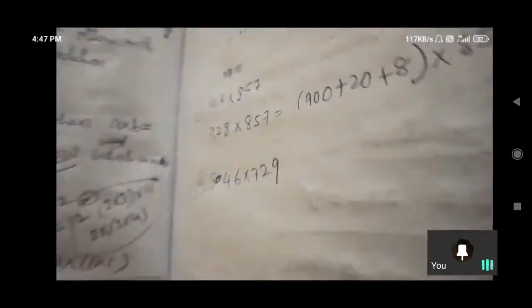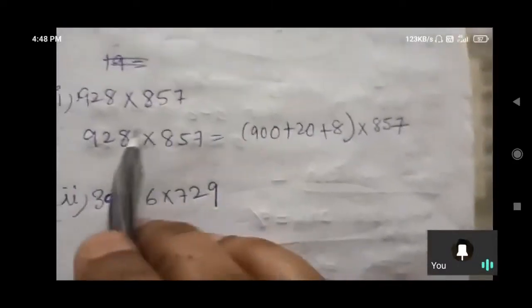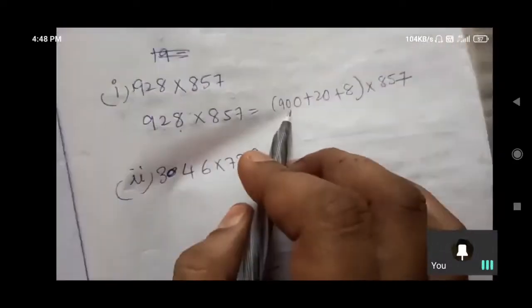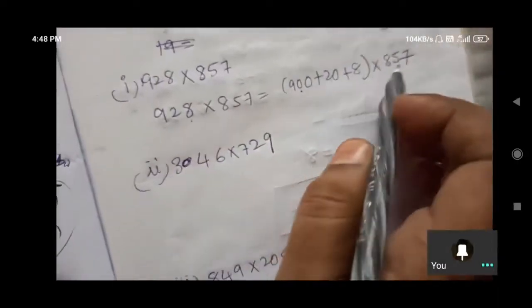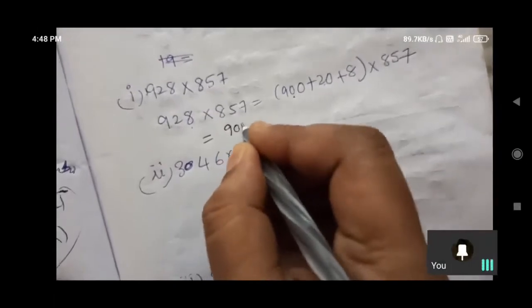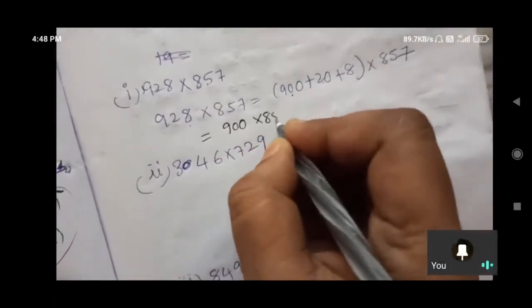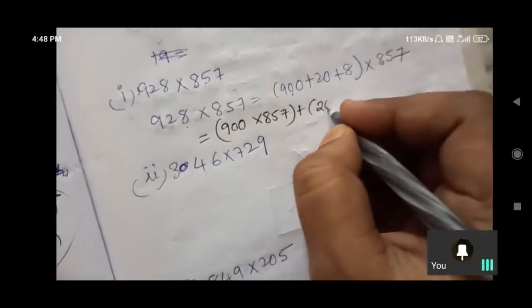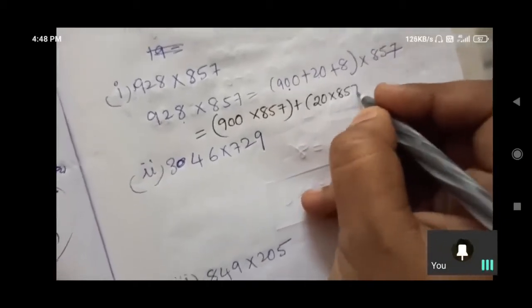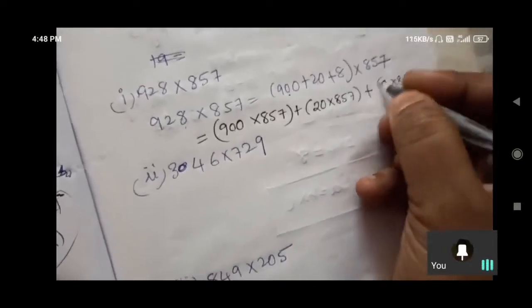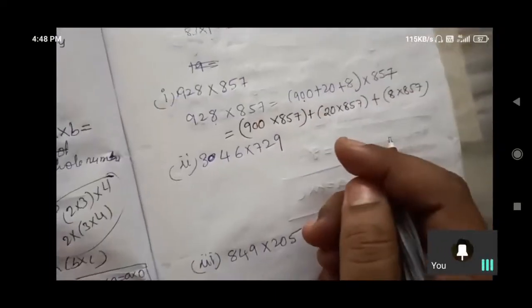So in a short manner also we can do it by writing in this manner: 900 plus 20 plus 8. I am writing 928 as 900 plus 20 plus 8, into 857. Now you can use the distributive property. 900 into 857 we have to do, plus 20 into 857, plus 8 into 857, and again we have to add all of this, and we'll get the answer. Okay na?